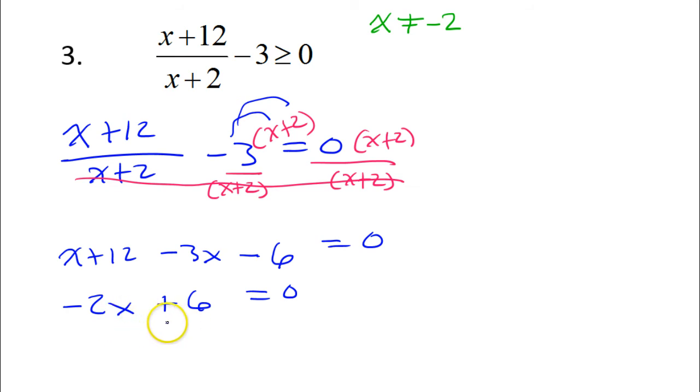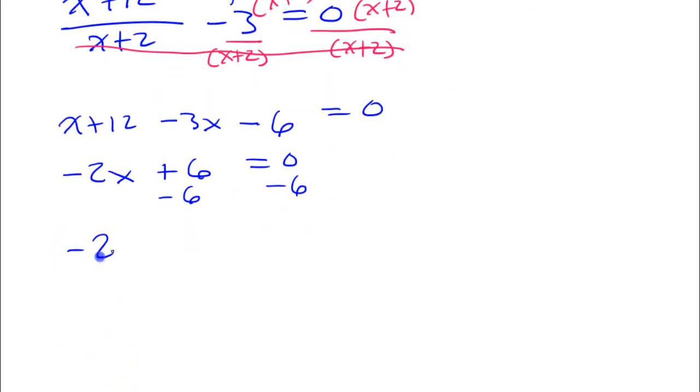I'm just going to get x by itself, so subtract 6 from both sides, so that leaves me with, no, I better not. So that's going to leave me with -2x equals -6. Divide both sides by -2. I'm not just changing the signs. I'm trying to get x by itself. So that'll give me x equals +3.